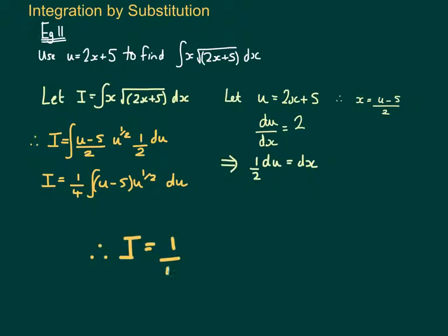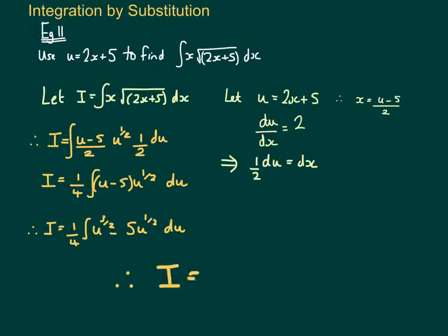Okay, so if I expand that bracket out, I is going to be equal to a quarter multiplied by the integral of u to the power 3 over 2, and that's u multiplied by u to the power half, take away 5 multiplied by u to the power half with respect to u. Alright? Now that, compared to the original one, is far easier to integrate.